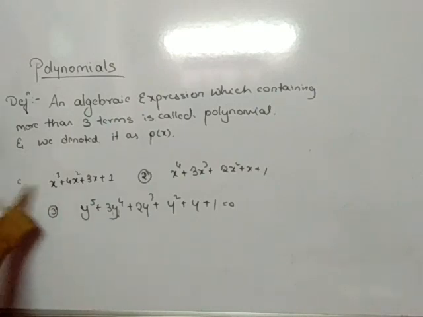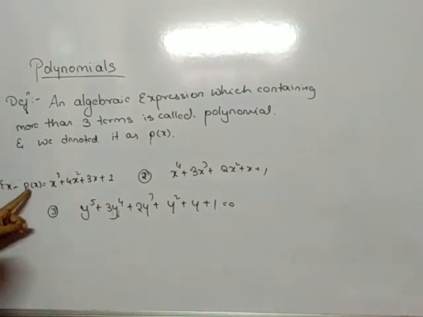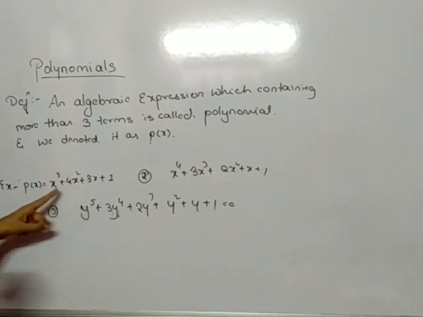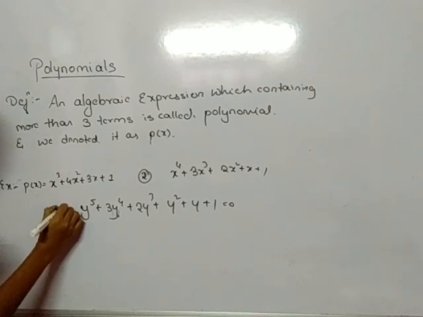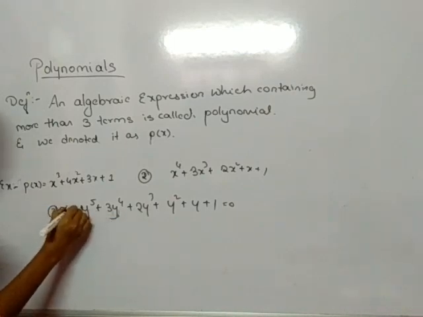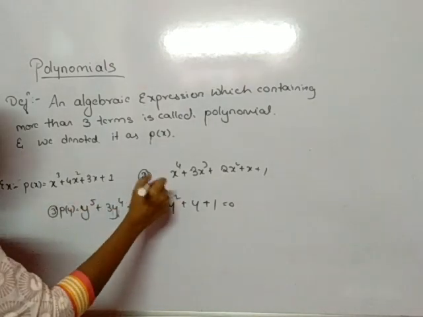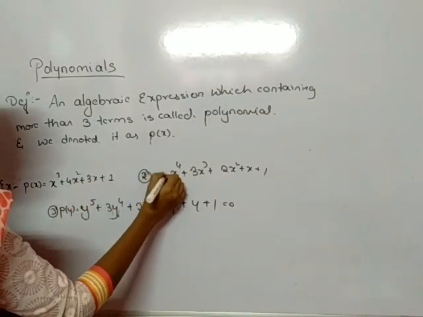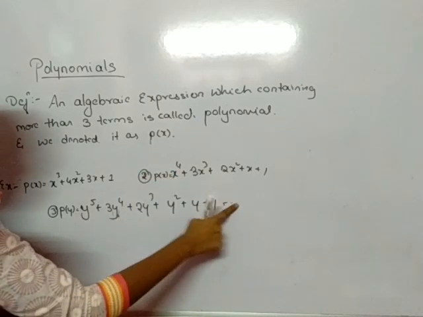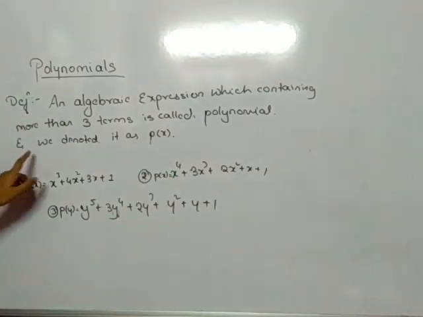So how to denote the polynomial here? Example, P of x. Why P of x? P means polynomial, x means this polynomial contains the x variable. If here you can see, this is a polynomial which contains the y variable. So P of y. And here also, P of x is equal to what? This. Right? This is the notation for the polynomial.